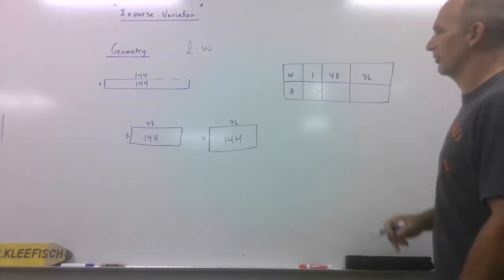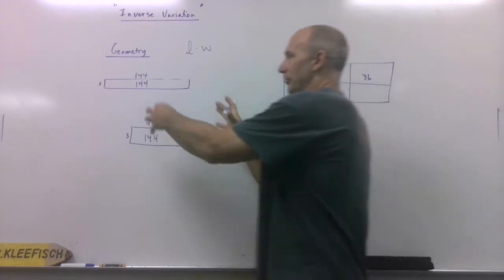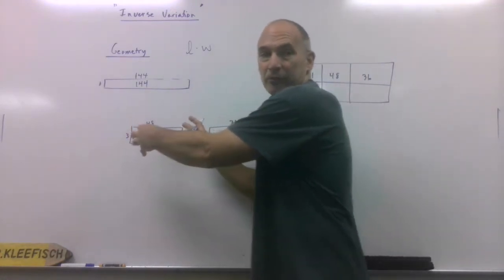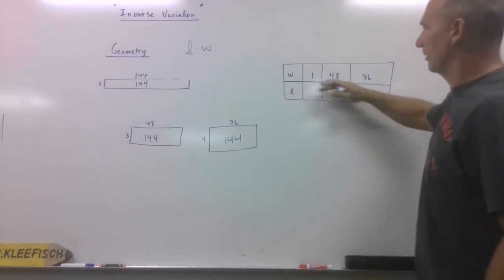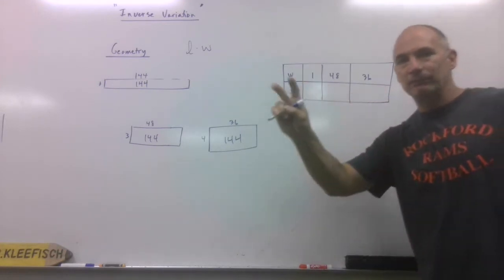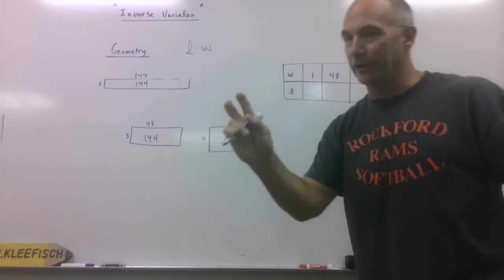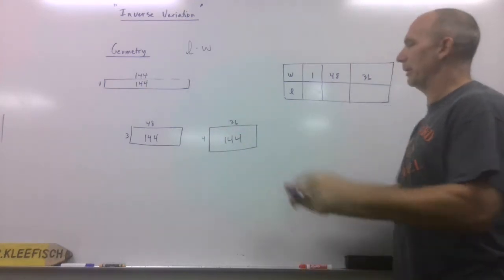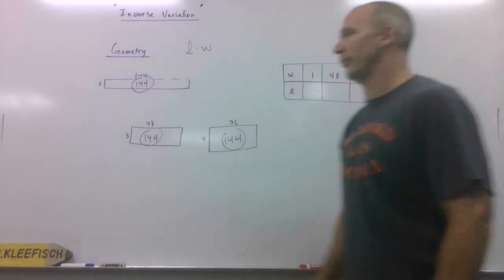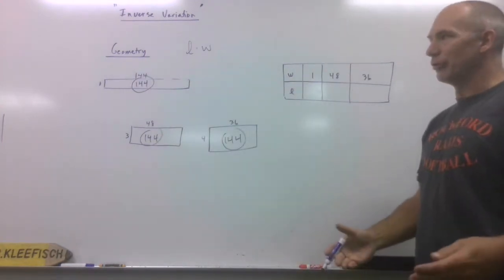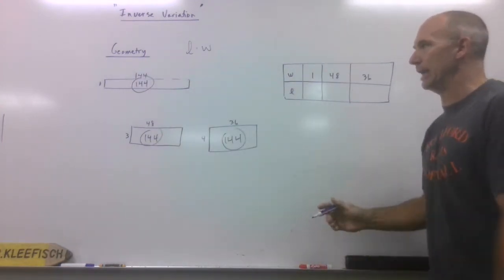So as I fill in this chart, they're not going to give you problems like this so much at first. They're going to give you these charts and ask you, does this information have inverse variation? Very confusing, I know. But I want you to notice something. 144, 144, 144. Something's up. Dimensions are different. Area is the same.